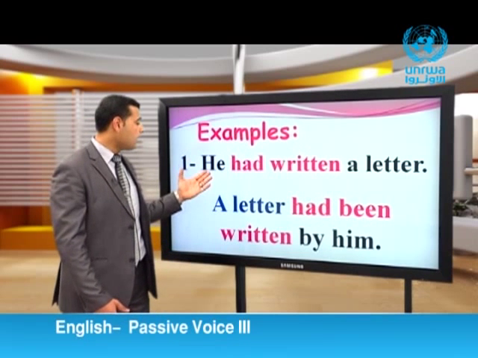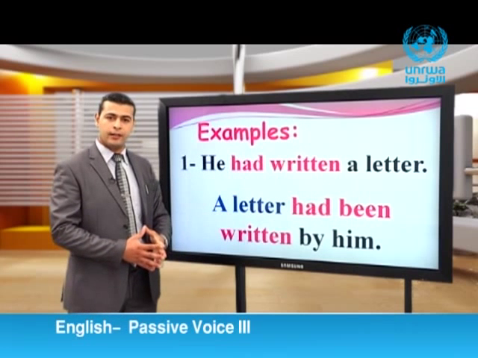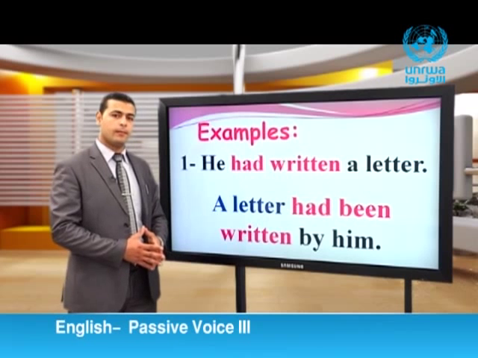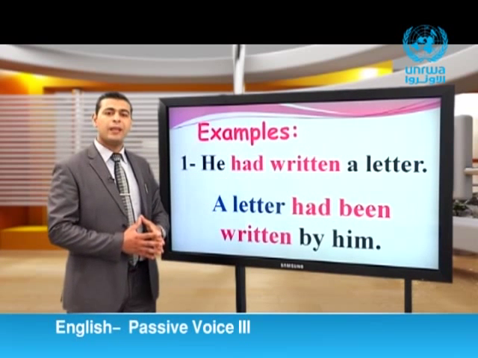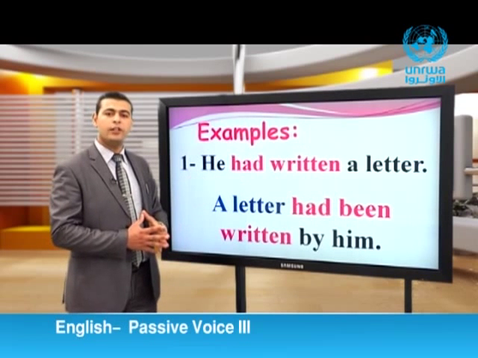Here, he, the subject, had written the verb. A letter is the object. So, المفعول به للجملة الأولى is a letter. According to the first step, the object should become the subject of the new sentence. المفعول به للجملة الأولى يجب أن يصبح الفاعل للجملة الثانية.